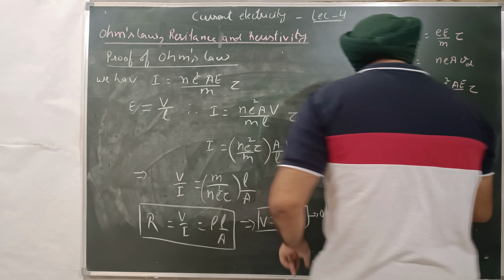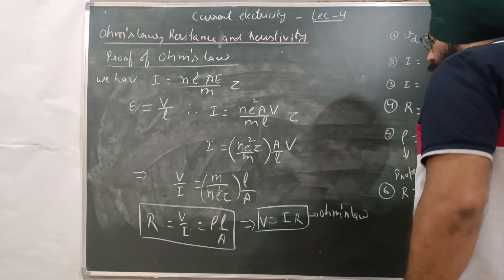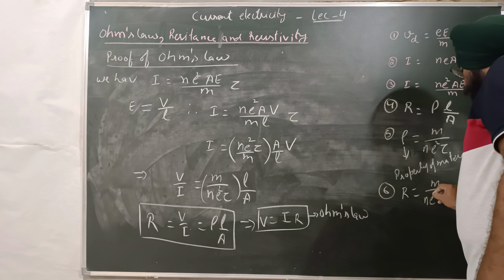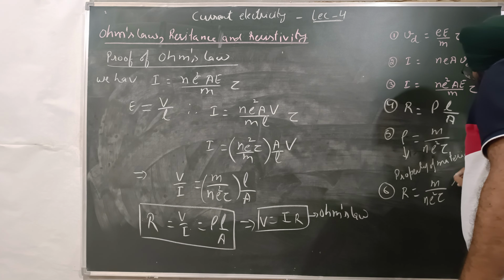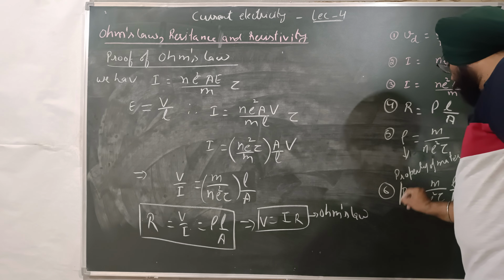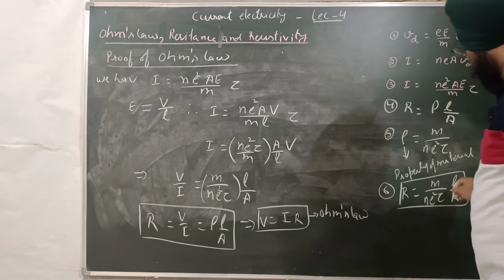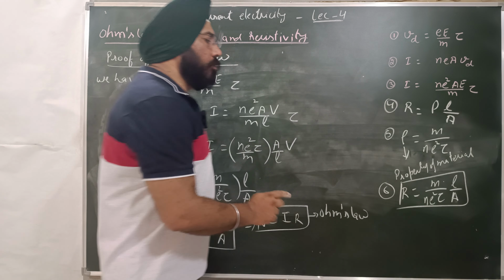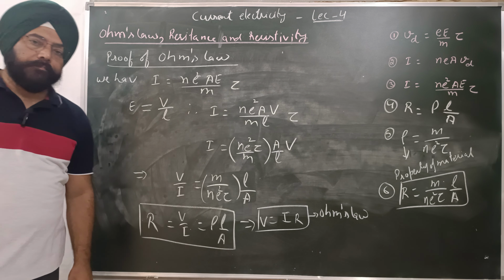And R, we have seen that R is equal to m over n e square tau multiplied by L over A. So this resistance depends on the material as well as on the dimensions of the conductor.